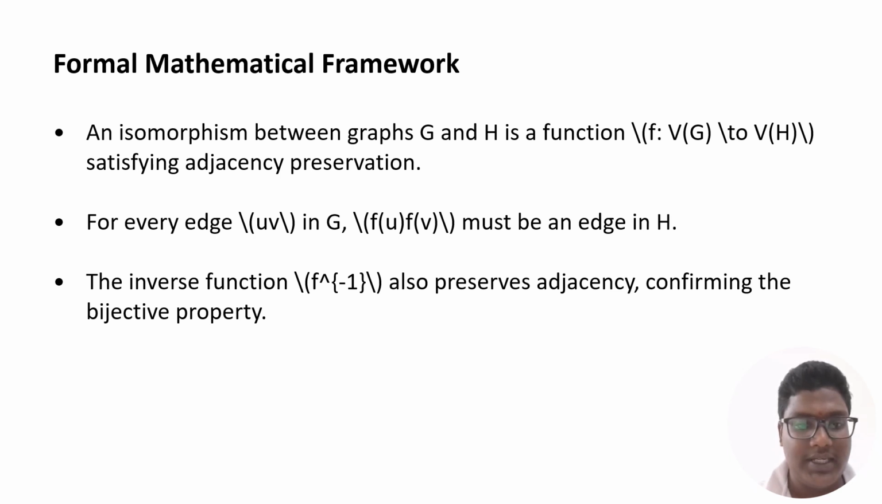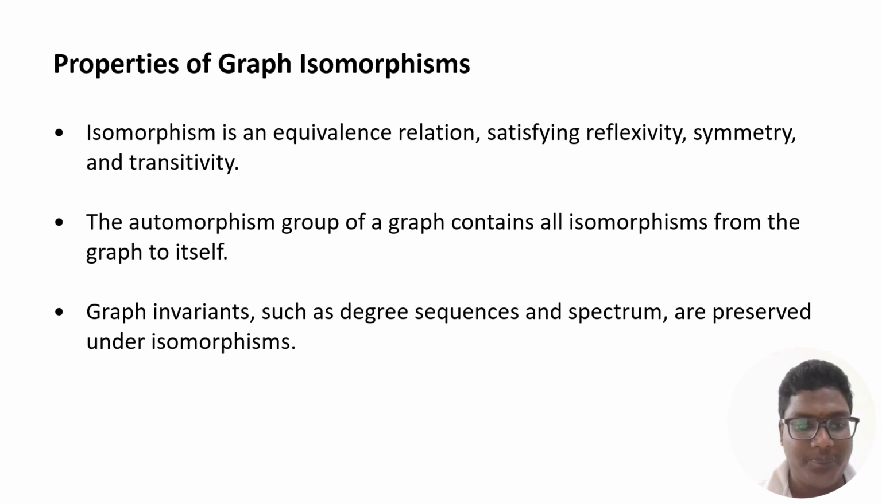For the mathematical framework, an isomorphism between graphs G and H is a function satisfying adjacency preservation. For every edge in G, its image must be an edge in H. The inverse function also preserves adjacency, confirming the bijective property.